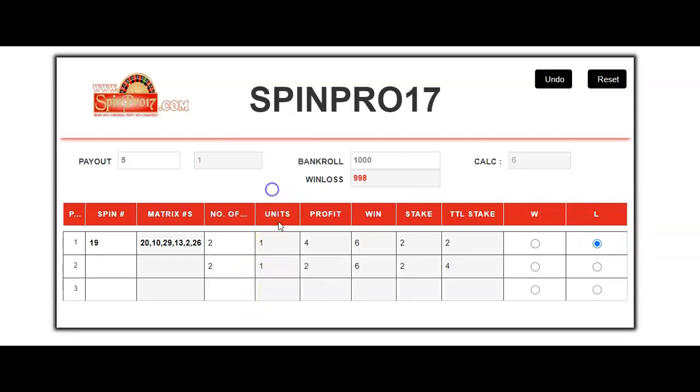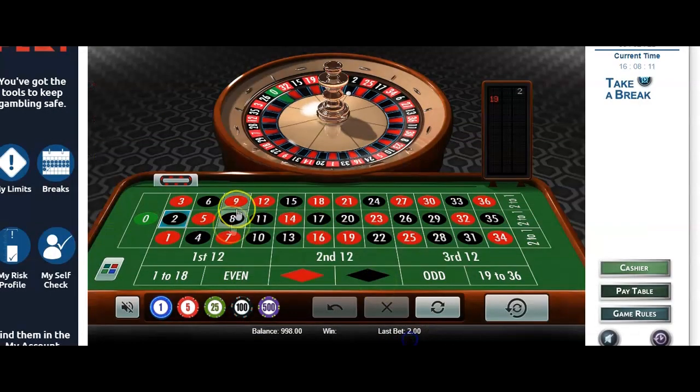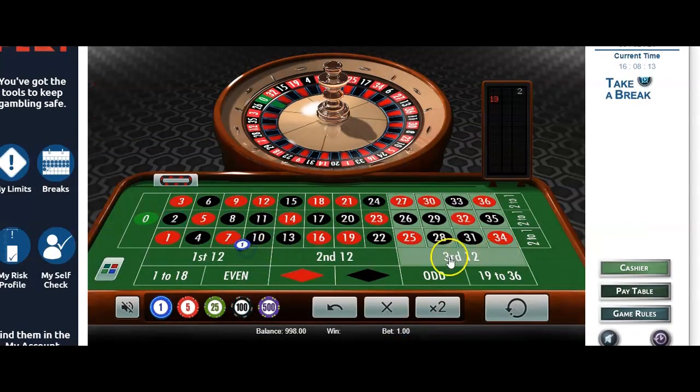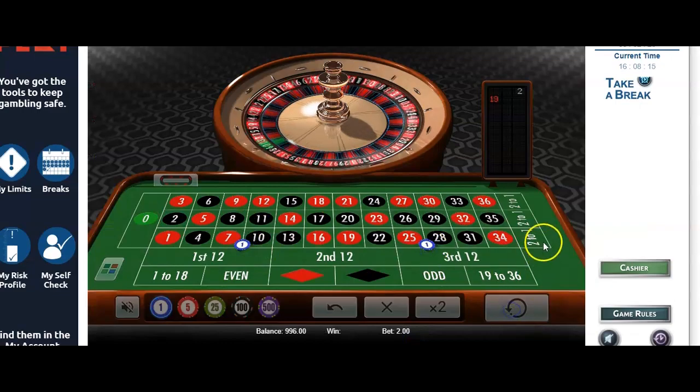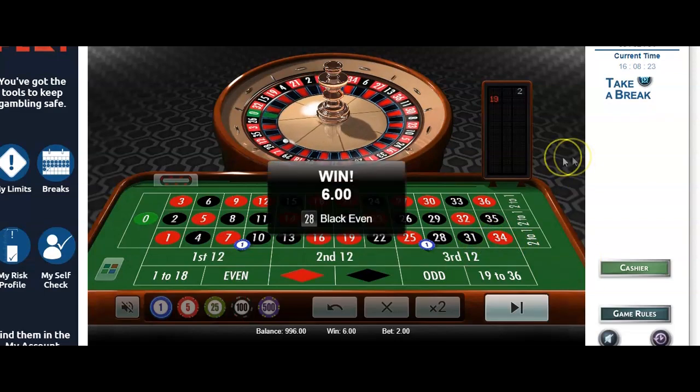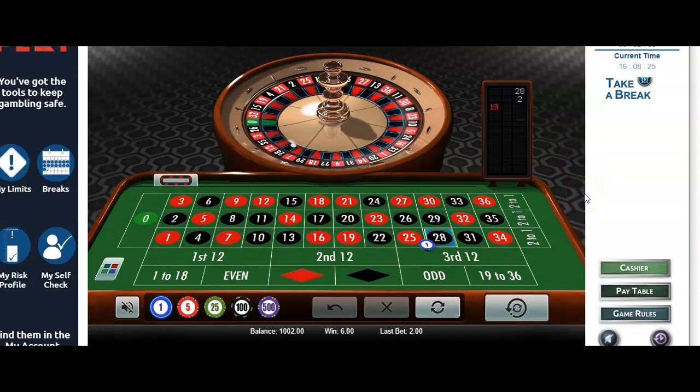Now it still says 1 unit, but you used 20 and 10. So now it's going to be 10 and 29. Follow the lead here. 10 and 29. You're just going to keep using 2 of them at a time. Believe me, you're going to make some good money all day long. If a 0 comes, you just skip over it and continue moving forward.